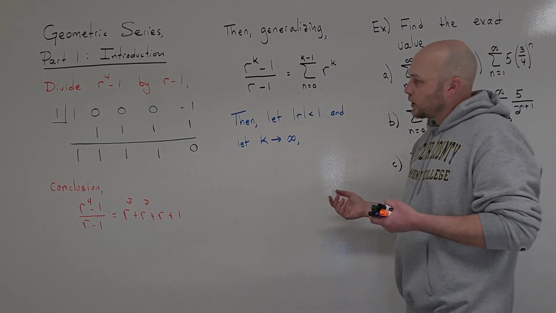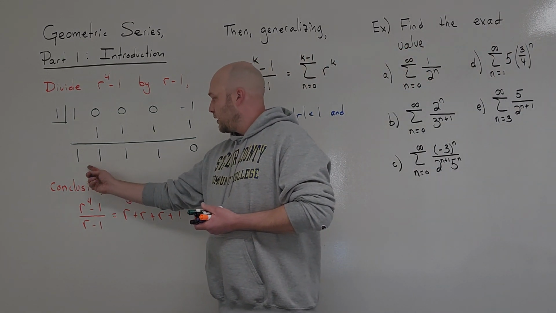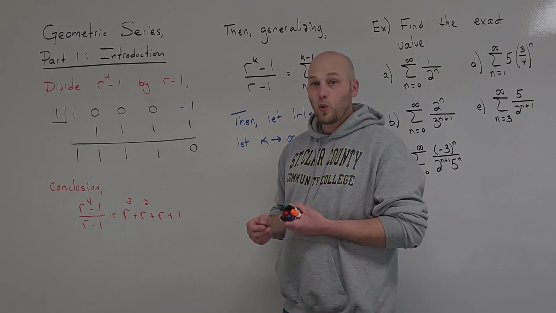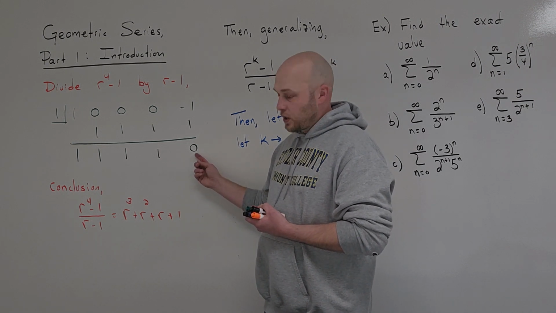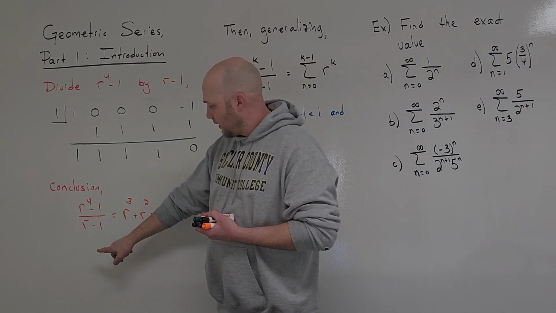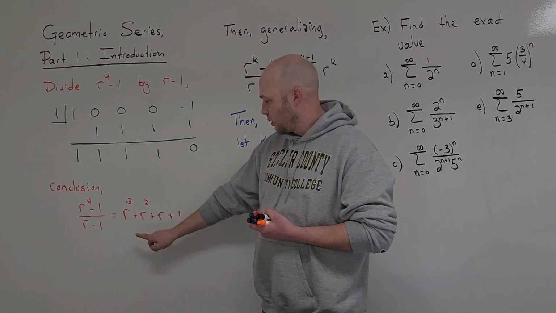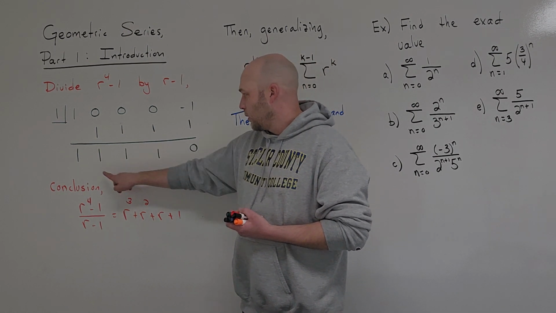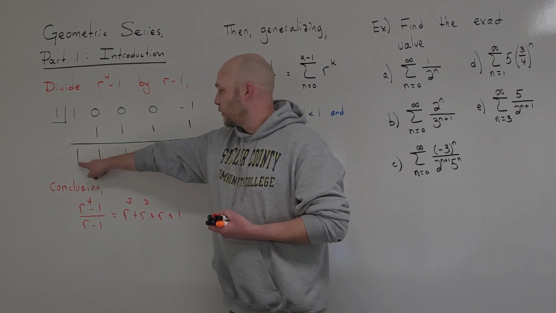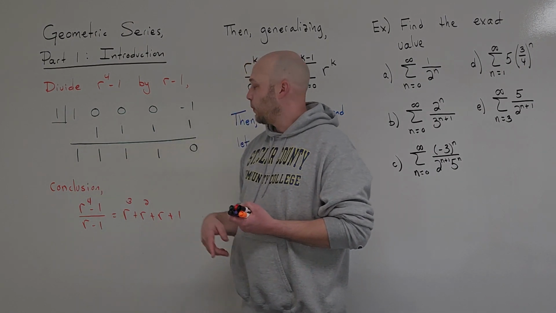And then the conclusion is that these values right here are the coefficients of your quotient, with a remainder of 0. So if I take r to the fourth minus 1 and divide that by r minus 1, I get this cubic polynomial here, with coefficients of 1, 1, 1, 1. This is the coefficient of r to the third, for example.